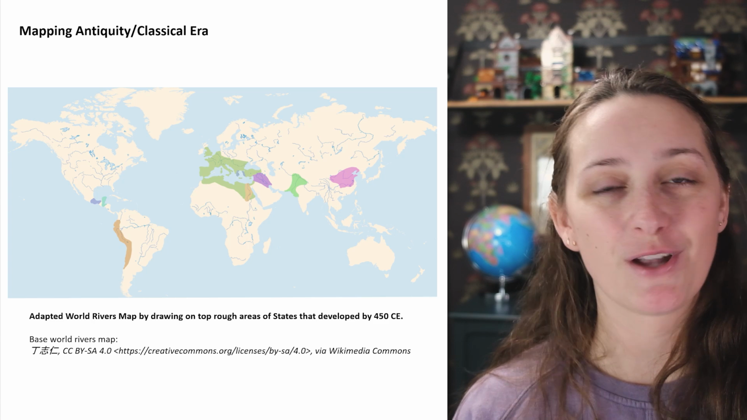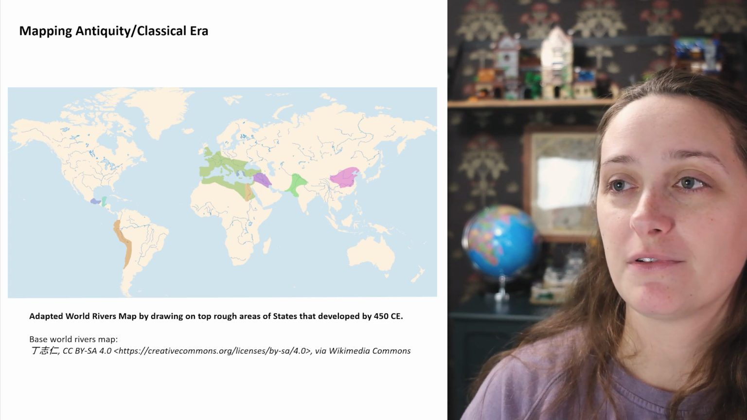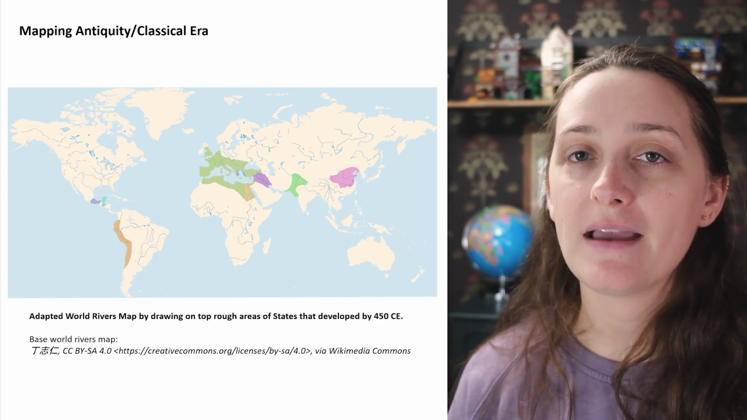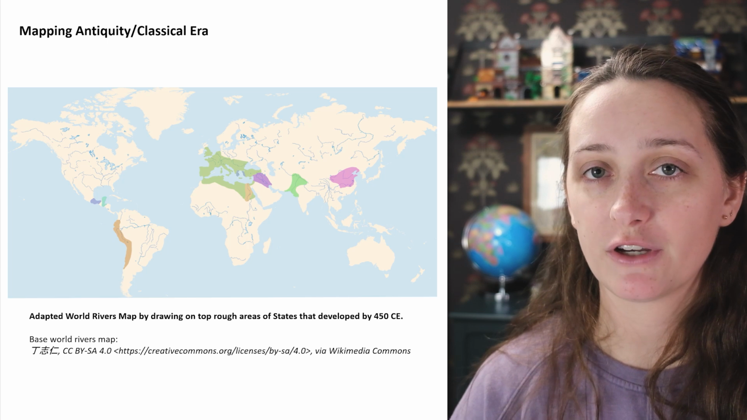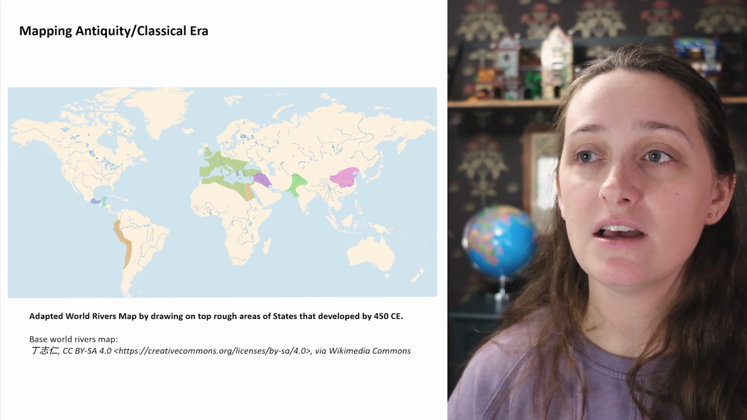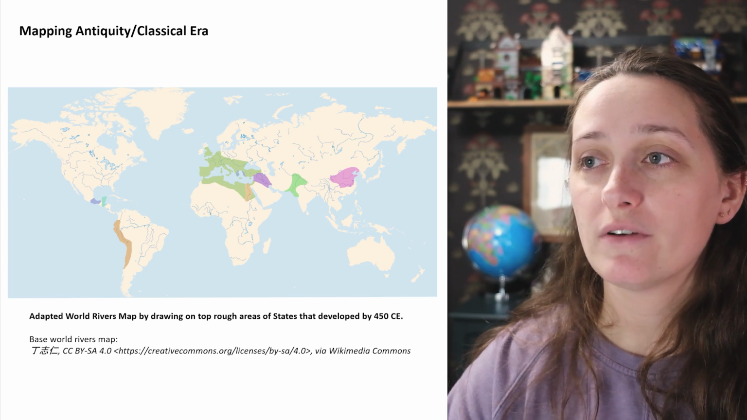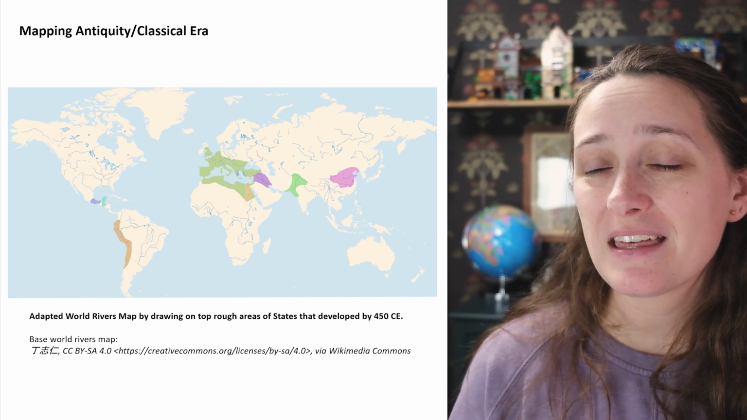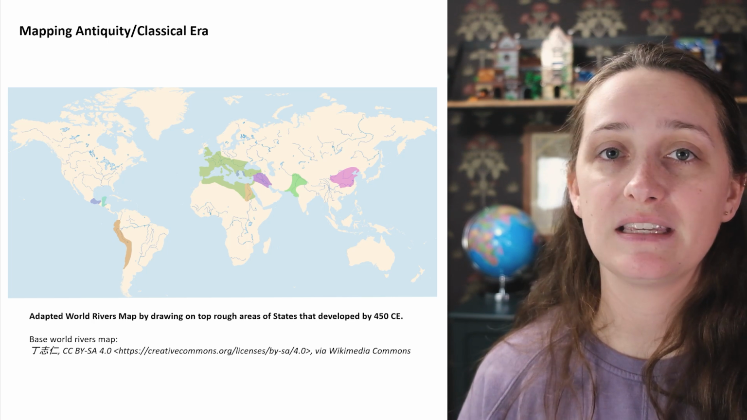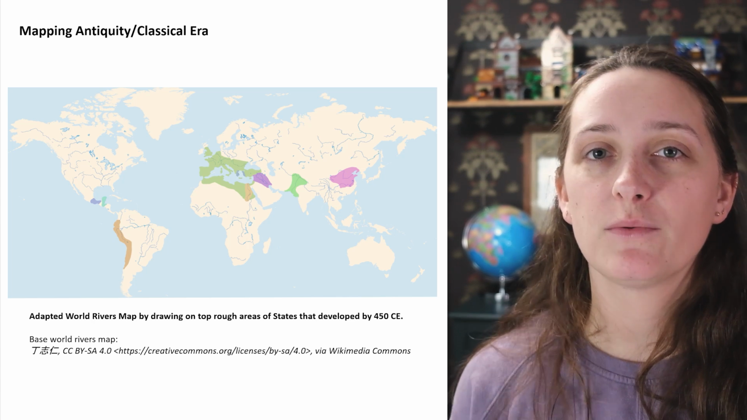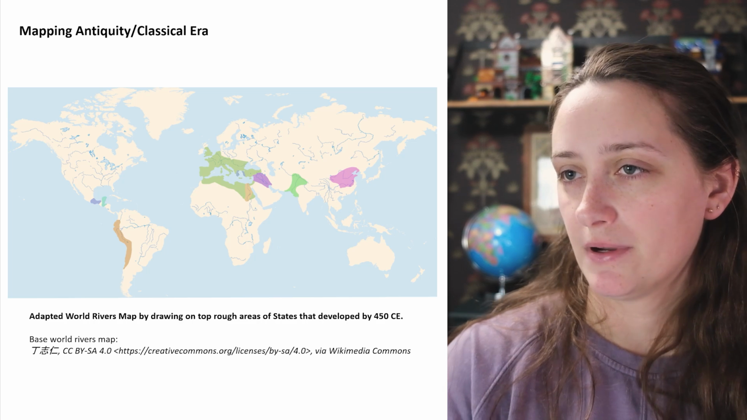So let's start mapping. As mentioned before, we will be considering the primary and early states that formed in our fictional worlds during the Antiquity or Classical era, the equivalent time frame of about maybe 3000 BCE to 450 CE on Earth, creating a map that will sort of represent the end of this time period.